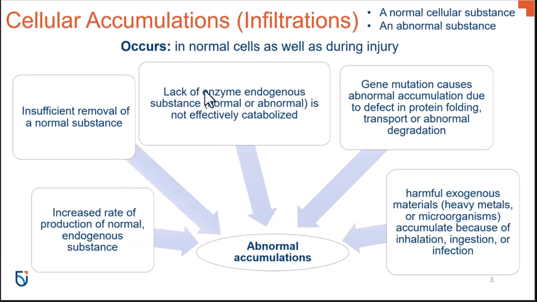Now we're going to look through some potential reasons why there might be a buildup of substance within the cell. The first is the pretty obvious one, where there can be just an increased rate of production of normal substances. You're overproducing what your body normally produces. Endogenous just means produced within the body. It's made in your body, and if we produce too much of it, it can accumulate. Some examples of normal cellular substances that can build up include water, proteins, lipids, and carbohydrates. If we produce more than we actually need, they accumulate.